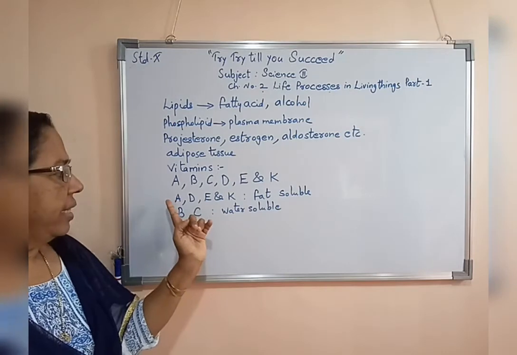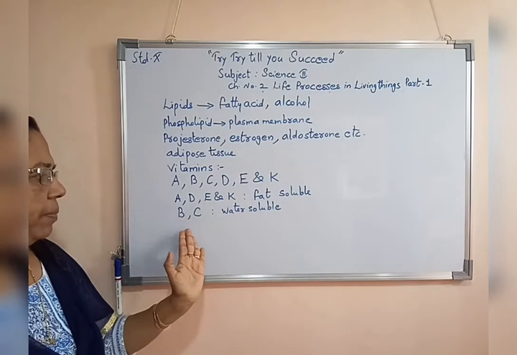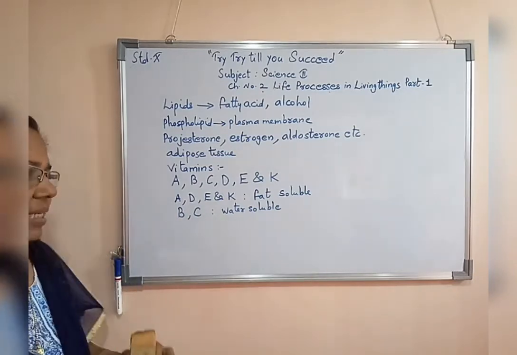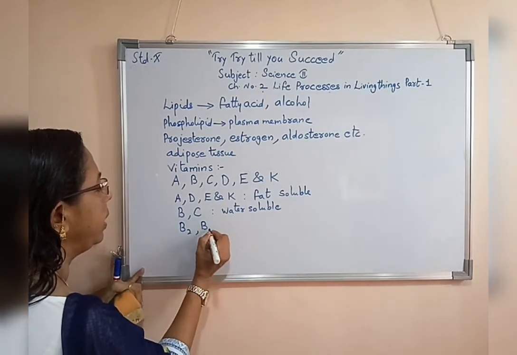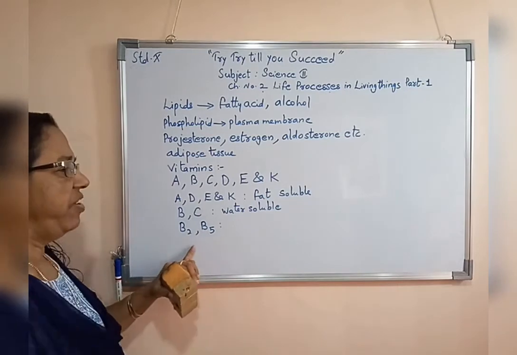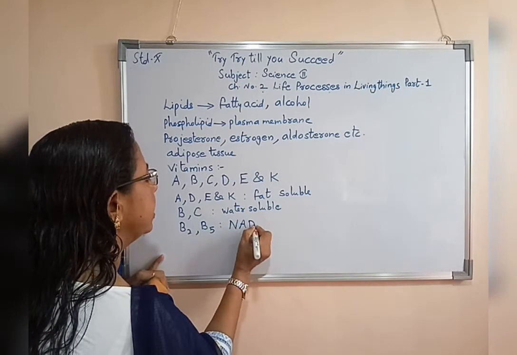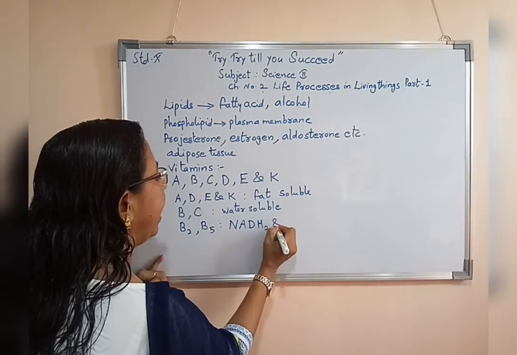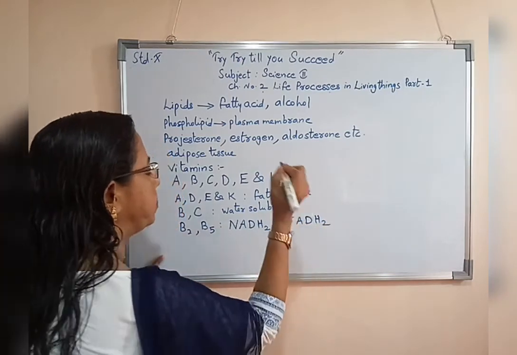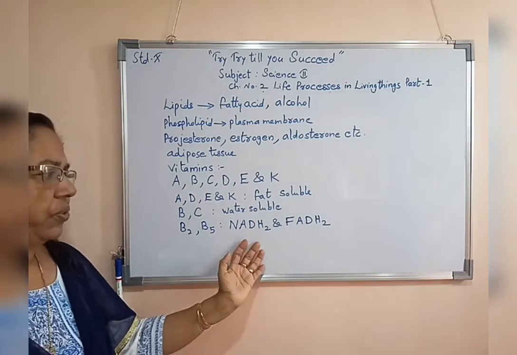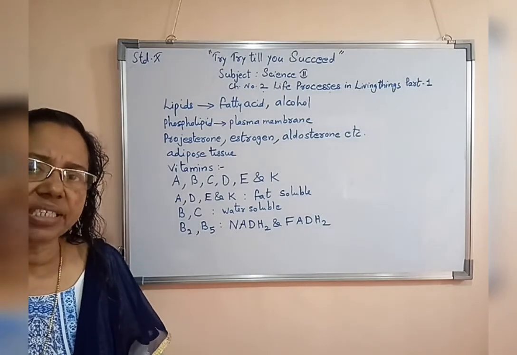Now here A, D, E and K are fat soluble vitamins. Vitamin B and C are water soluble vitamins. Now vitamin B2 and vitamin B5 are very useful for the production of NADH2 and FADH2. NADH2, what is that? And FADH2, what is that? We had already studied that in the previous topic.